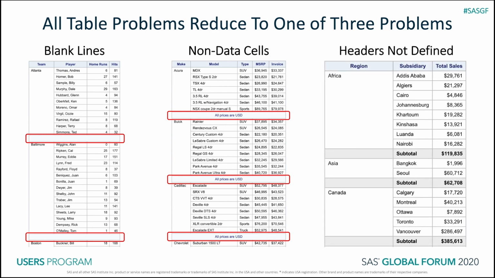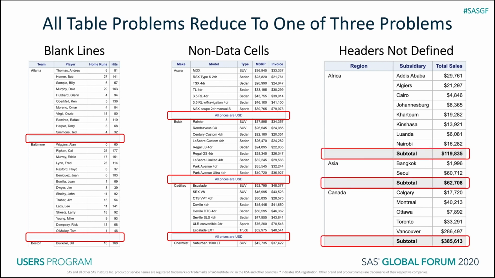The last group of problems that I find are headers not being defined. In this case, I've got these subtotal lines. And just looking at this, you might think, well, why is this a problem? The subtotals come at the bottom of each break in the region here, between Africa and Asia and Canada. The problem is if I'm reading through this table, I can be reading here on Nairobi and here it's $16,000, and then I'll read down and here's subtotal $119,000. And I know I'm still in the Africa region, so why is that a problem? Well, you can probably intuit what that subtotal means there.